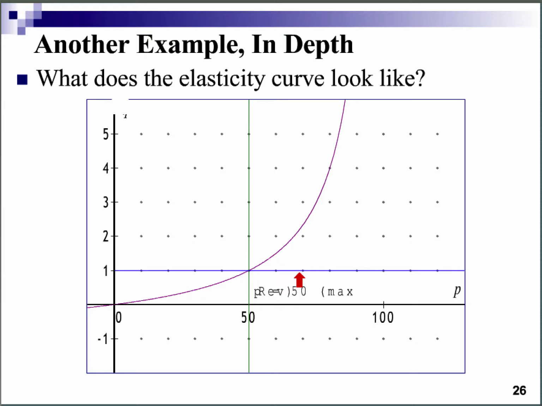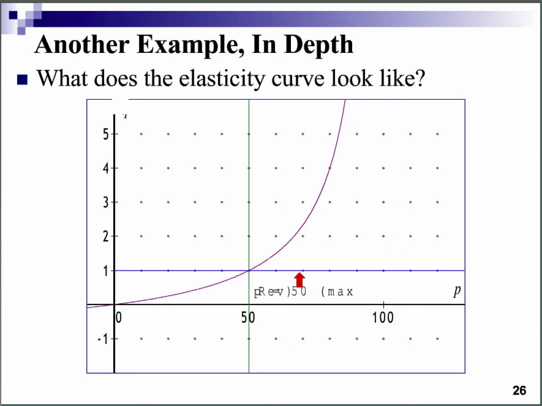So to the left of that vertical line that goes through 50, those are all prices where a small price increase should lead to increasing revenue. And then on the right side, those are all the price points that correspond to places where small price increases should lead to decreased revenue.